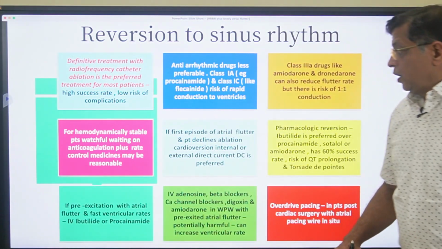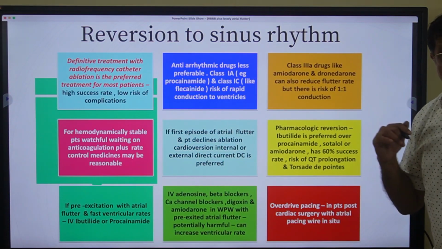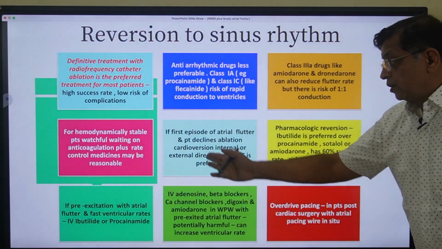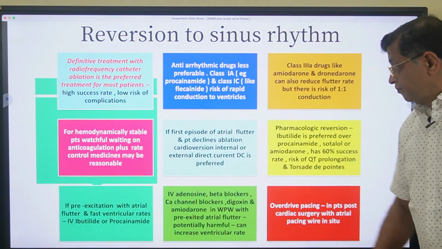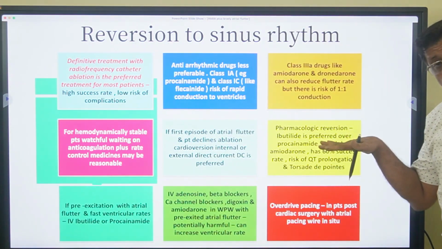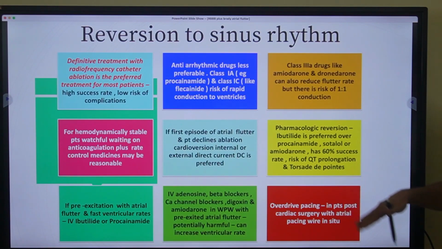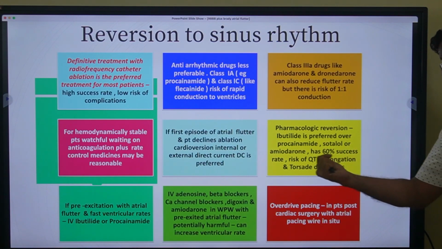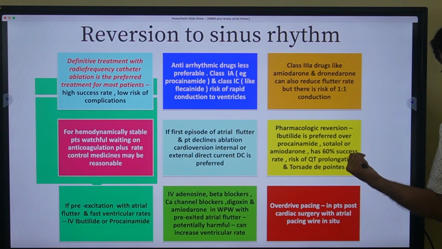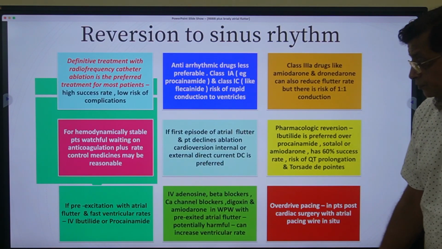So, if it is a first episode of atrial flutter and the patient declines ablation, then internal or external cardioversion could be done. Pharmacologic cardioversion could also be done by ibutilide or procainamide. The success rate with ibutilide is 60%, but there is a risk of QT prolongation and torsades. Unfortunately, ibutilide is not available with us.